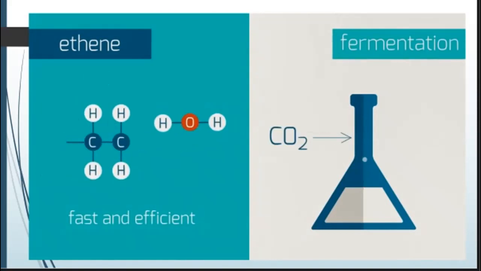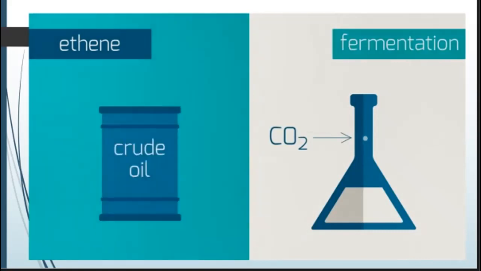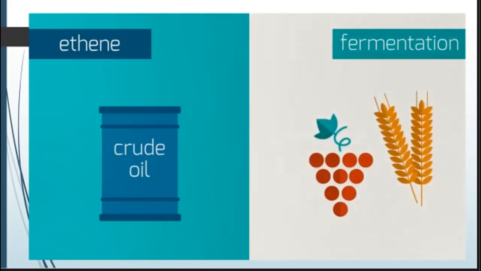But ethene is cracked from crude oil, which is a non-renewable resource, so we won't be able to carry on acquiring it this way forever. Plant sugars, on the other hand, are a renewable resource. The ethene route also requires much more energy. The initial crude oil must be heated to a high temperature, and so too does the water to create steam. The fermentation route requires heating only to 37 degrees.